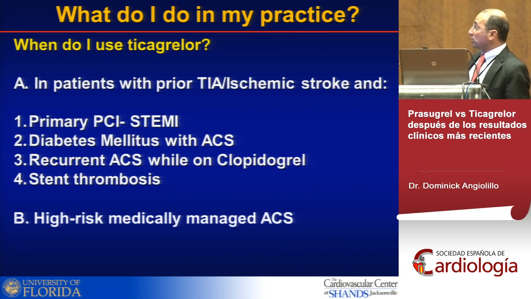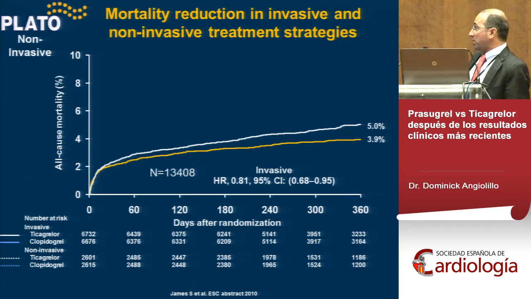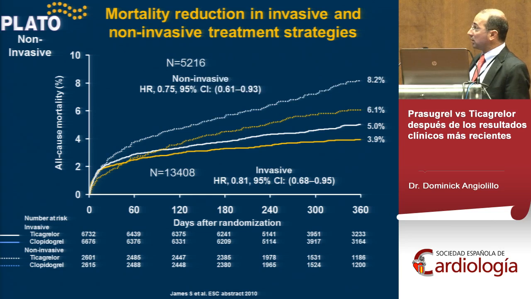The second bullet point is patients with medically managed ACS. It is a reality. Although I'm an interventionalist and we say, oh, there's no such thing as medically managed ACS, the truth is we do have a lot of these patients, which represent around 16% of our population coming in with an ACS. And clearly, again, a very high-risk patient population, just like with the prior TIA or stroke.